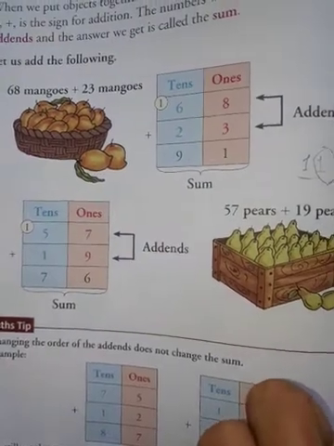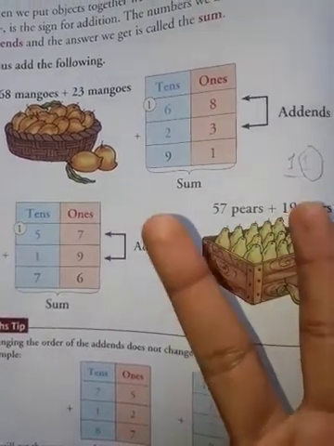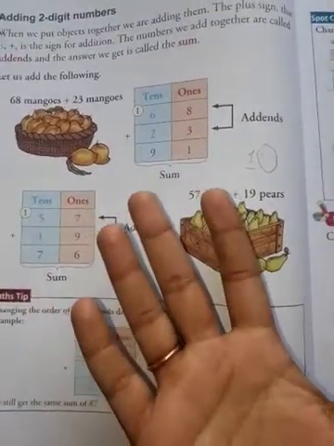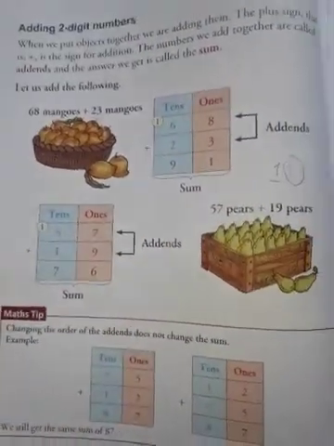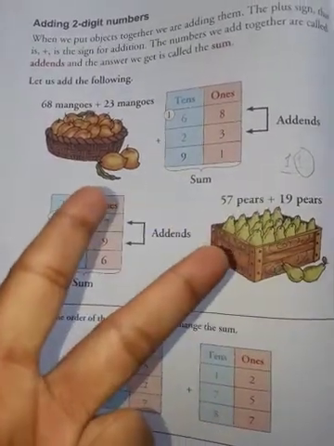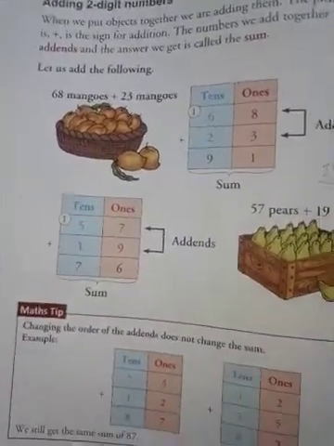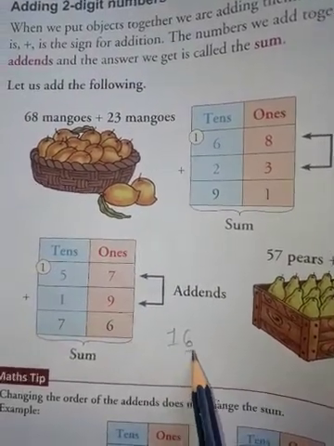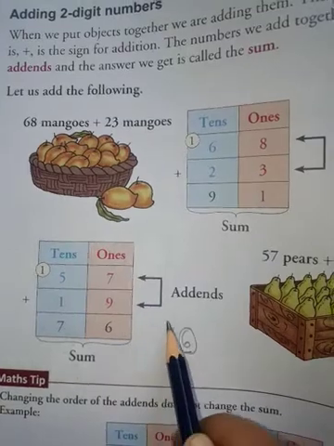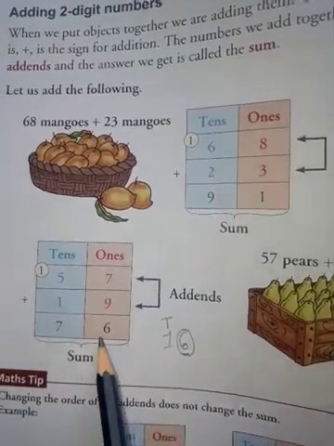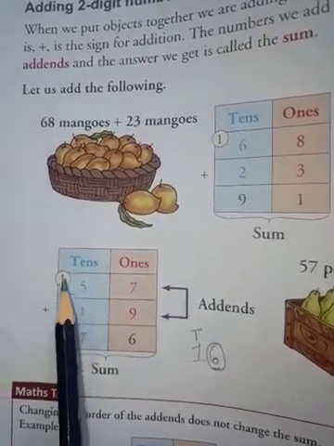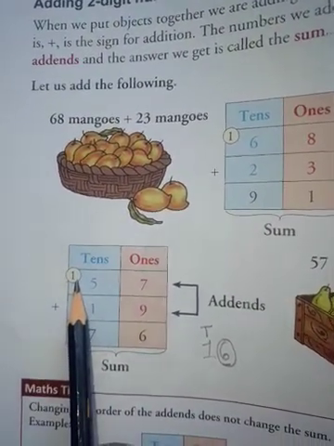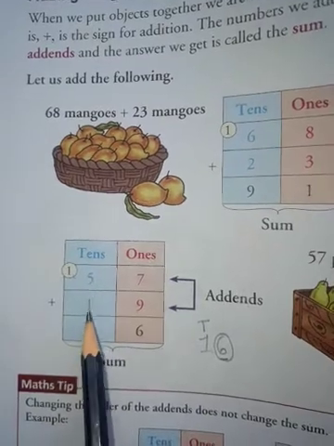9, 10, 11, 12, 13, 14, and 2 more fingers. 14, 15, 16. So what do you get? You get 16. How do you write 16? This is 16. So 6 in the ones place and 1 in the tens place. So you write 6 in the ones place and this 1 is transferred as a carry in the tens place. Okay.